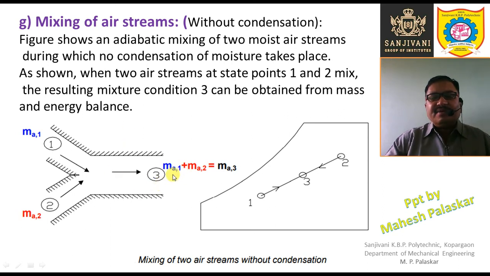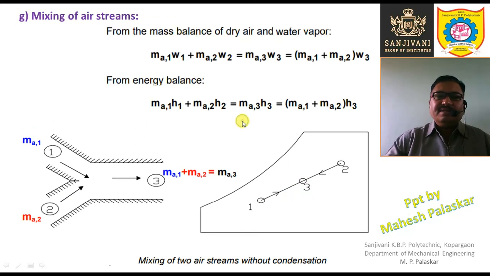So first, the mass balance equation is nothing but this: mass of air of stream 1 plus mass of air of stream 2 is equal to the mass of air of stream 3. So this is a very simple mass balance equation. We can very easily understand that the total mass of the air will be equal to the sum of the individual masses, right? So point 3 indicates the condition of the mixture, point 1 indicates the condition of the first stream, point 2 indicates the condition of the second stream, and point 3 is nothing but the condition of the mixture, right?